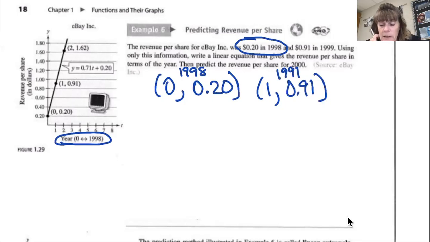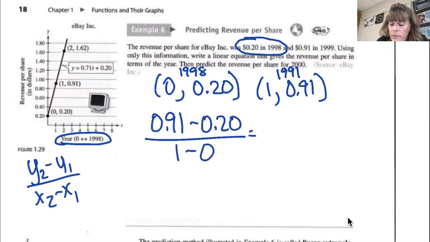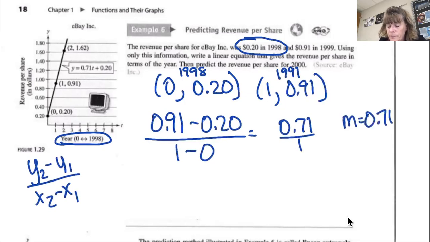I can find the linear equation that represents this situation by using the slope formula. So that would be 0.91 minus 0.20 over 1 minus 0, which gives me 0.71 over 1. So my slope is 0.71.